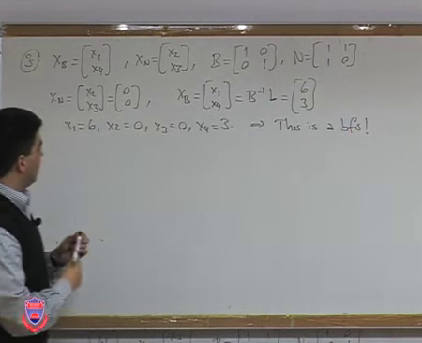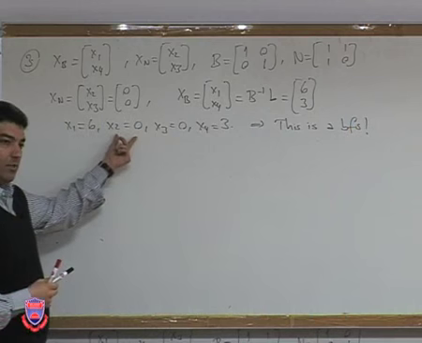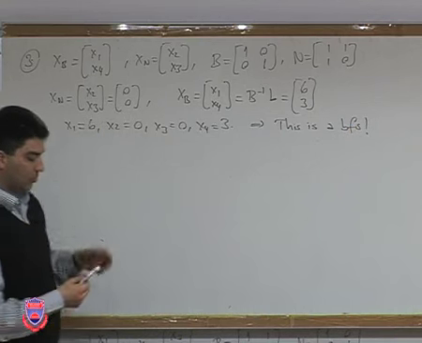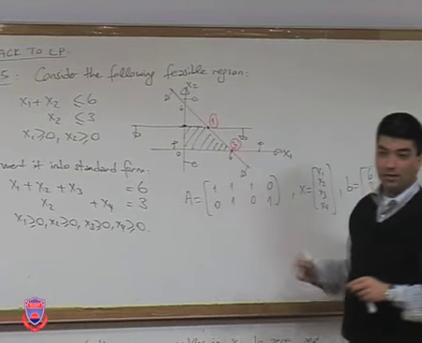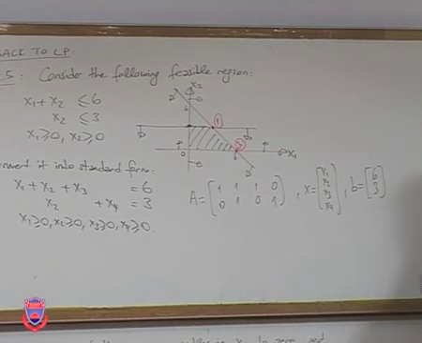Okay? And if I look at the first and second components, x1 is equal to 6 and x2 is equal to 0. So what does that correspond to in this picture? Well, that's exactly this corner point, right? Okay? So I'm going to call this number 3.